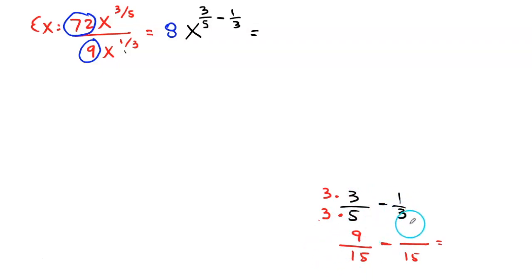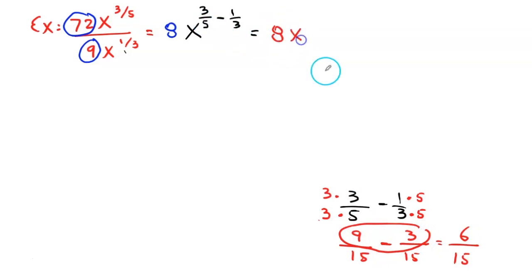Minus 1/3. How can I turn 3 into 15? Times 5. Whatever I do on the bottom, I do on the top. 3 times 5 is 15. 1 times 5 is 5. Once I have the same denominator, I keep it and I subtract the tops. 9 minus 5 is 4. Final answer, x to the 4 over 15.